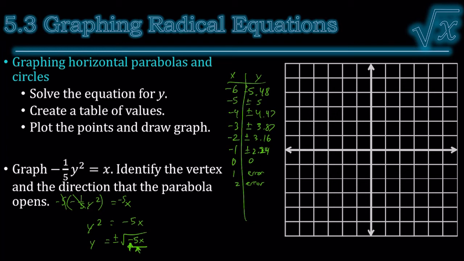So negative 6 is about there and there. Don't forget it's a plus and minus. Negative 5 is there and there. Negative 4, 4.47, plus and minus. Negative 3 is 3.87. Don't forget plus and minus. Negative 2 is 3.16. Negative 1 is 2.24. And then 0 is 0.